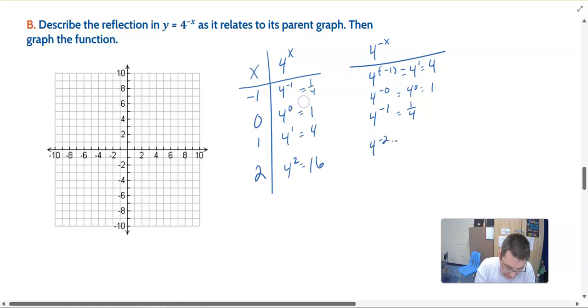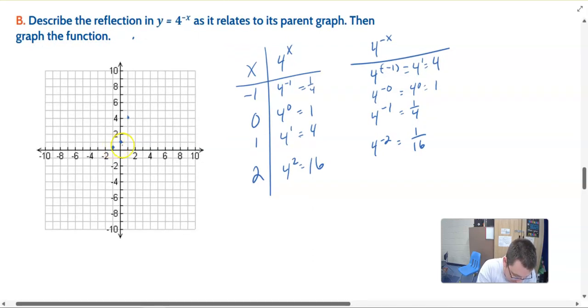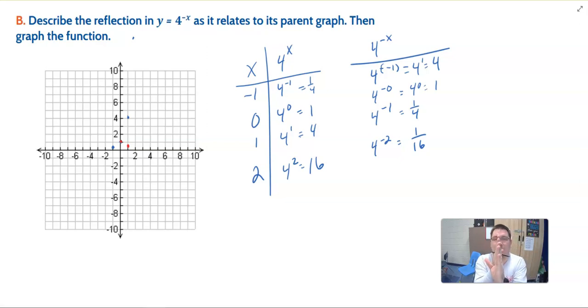Then 4 to the -2nd will give me 1/16. And so plotting the original points, so I'm at -1 and 1/4, 0 and 1, 1 and 4, 2 and 16. When we reflect those points across the y-axis, the point on the y-axis is not going to move because if it's already here, how can it reflect anywhere?